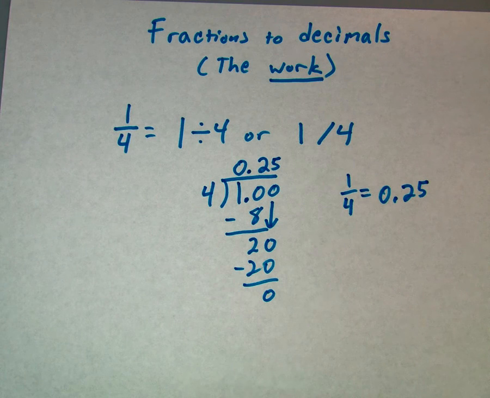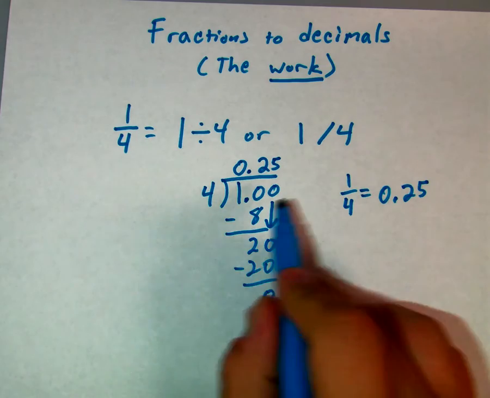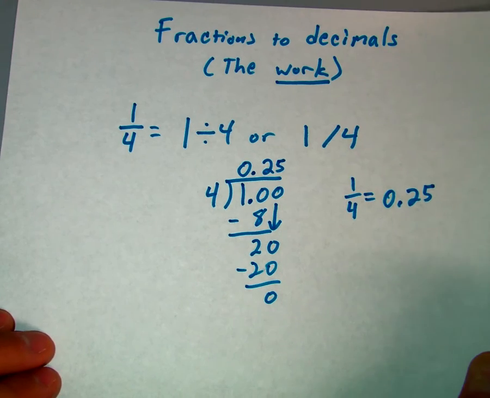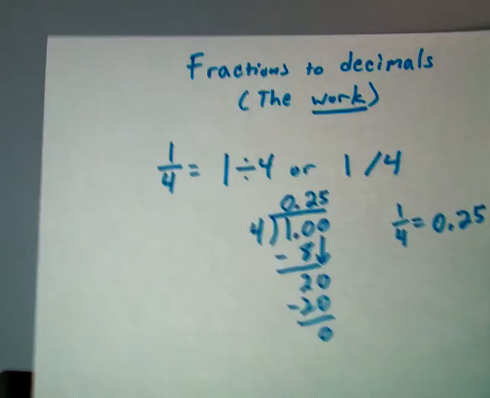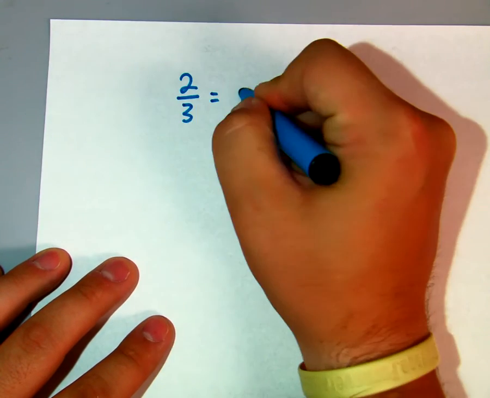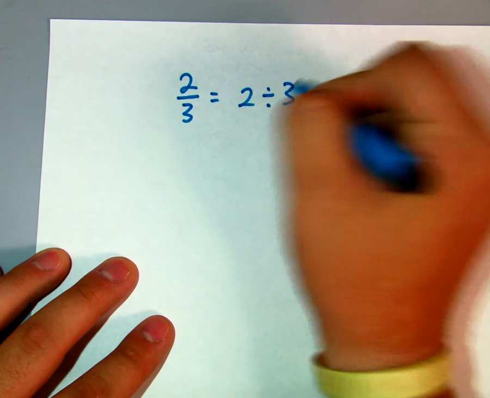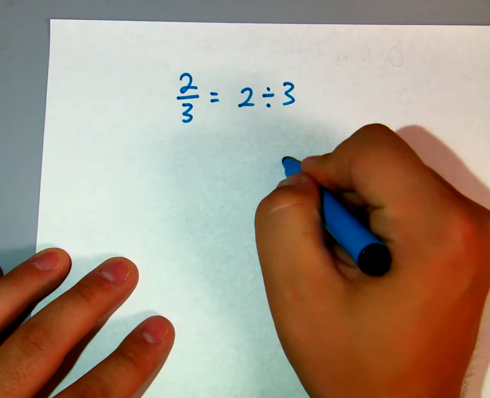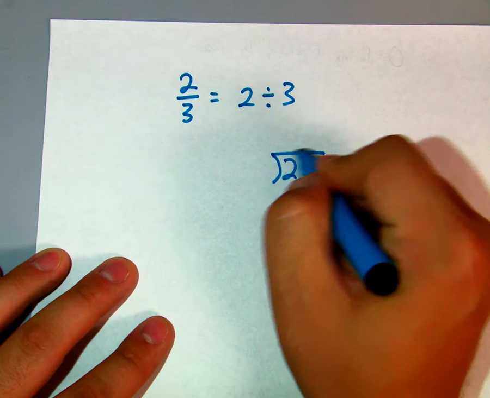Now that's a pretty simple one. I wanted to show you what happens sometimes. It doesn't end this quickly. So we'll try 2/3. If I were to give you 2/3, that would be 2 divided by 3. So you would say 2 divided by 3.